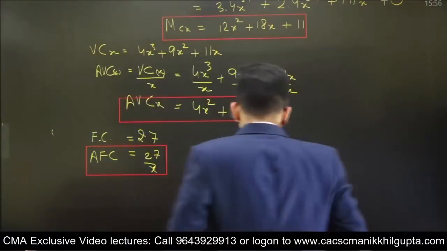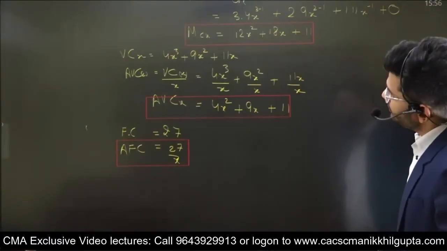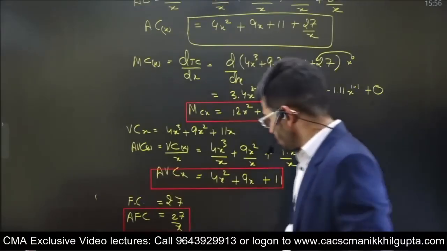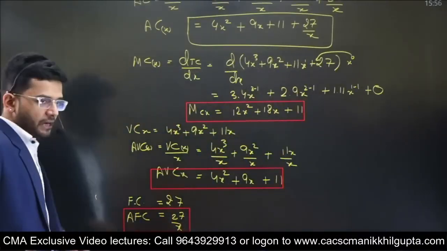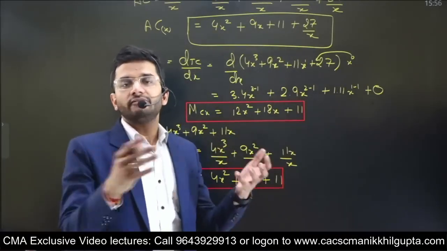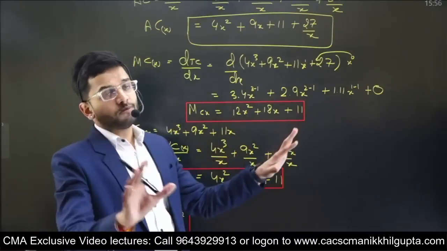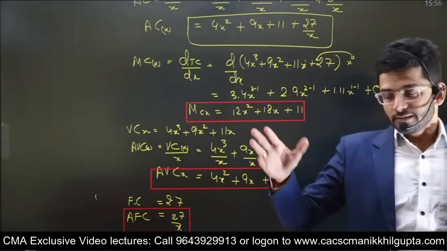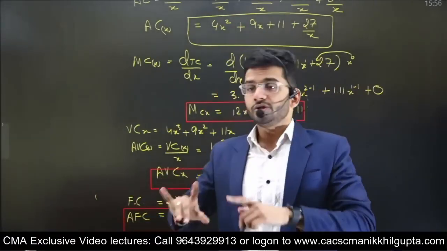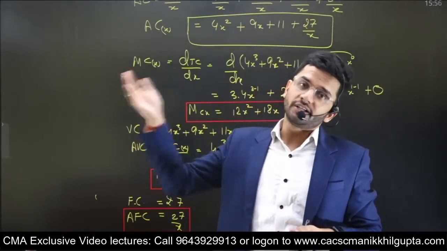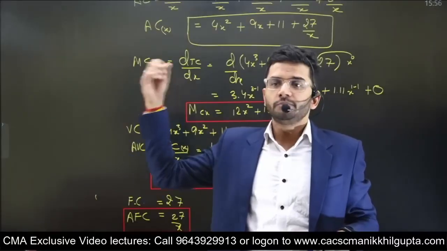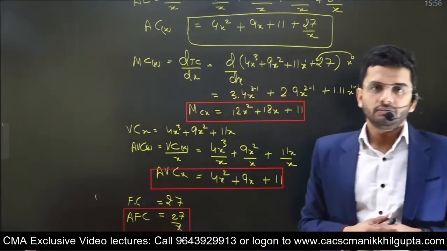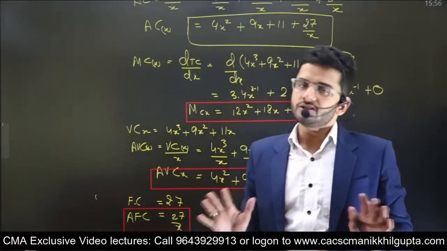So this is how each of the costs is required to be computed. Same goes with the revenue. If total revenue is given to you, then you will be able to compute the marginal revenue, the average revenue, all kinds of revenues using the same methodology. Wherever you need to find the average, you'll divide it by x. Wherever you need to find the marginal, you'll differentiate it with respect to x. Be it revenue, be it cost, the same computation will be applied in all such questions.